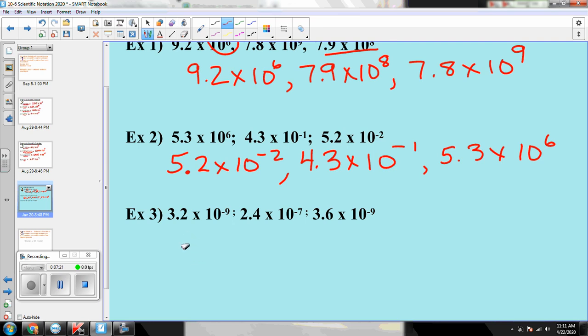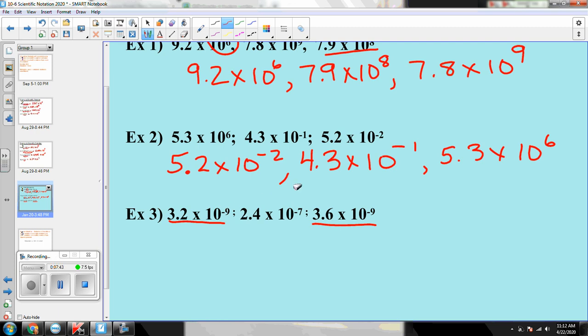All right, number 3, I look at my three numbers. They are all in scientific notation. I've got to pick out my lowest exponent to get my least number. Well, the first number and the last have the same exponent, negative 9. And negative 9 is lower than negative 7. But I got to choose between these two.